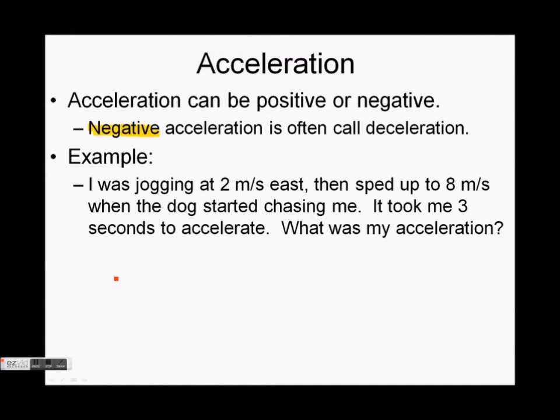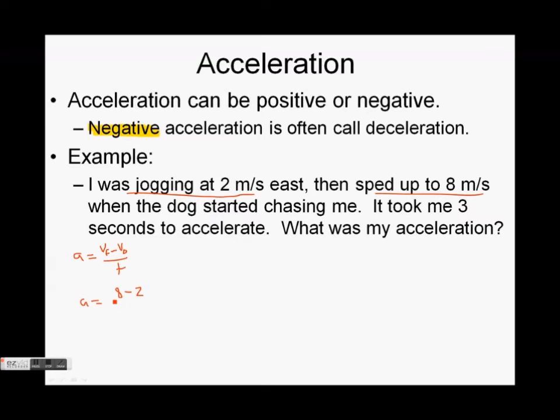I was jogging at 2 meters per second east, then sped up to 8 meters per second when the dog started chasing me. It took me 3 seconds to accelerate. What was my acceleration? So again, your formula: acceleration equals final velocity minus initial velocity divided by the time. Final velocity: it says I sped up to 8 meters per second. So acceleration equals 8 minus starting velocity.